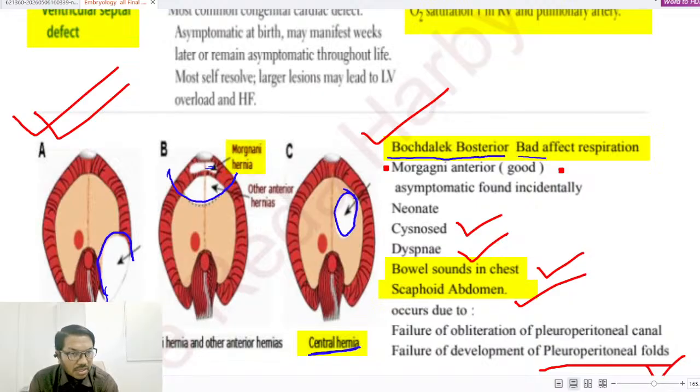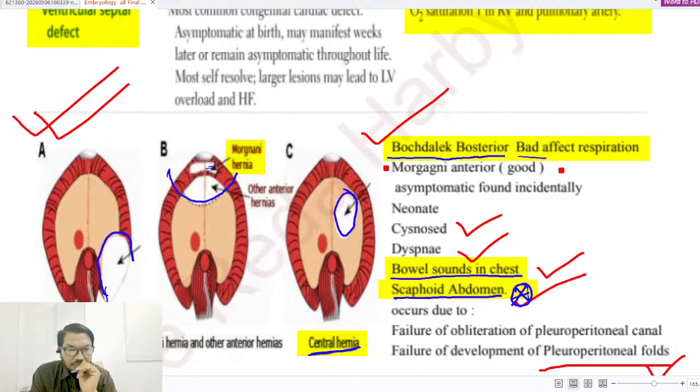In Bochdalek hernia, see here is a big defect, a very big defect. That's why what happens is part of the stomach or part of the bowel goes into the chest. That's why bowel sounds will be heard in the chest, and the abdomen will be scaphoid. This is the exam clue. Scaphoid abdomen, and on auscultation you find bowel sounds in the chest. Blindly you can answer this is Bochdalek hernia.